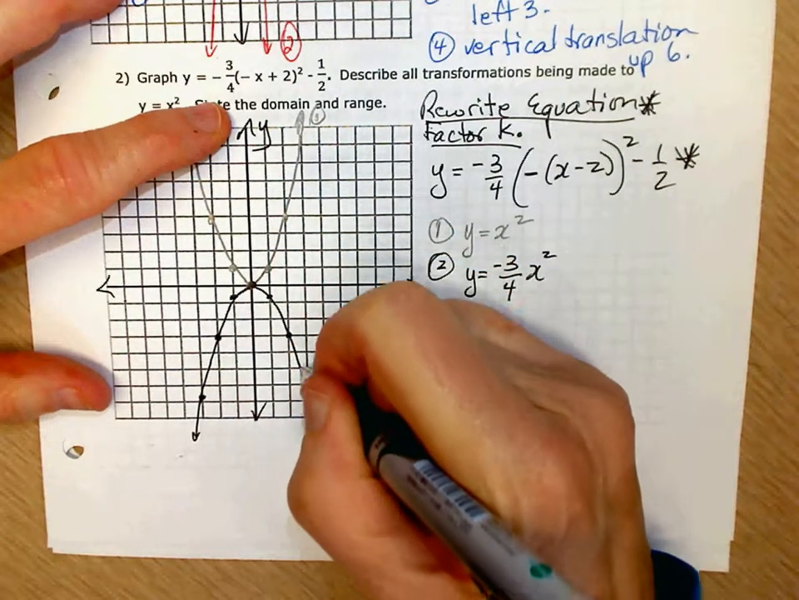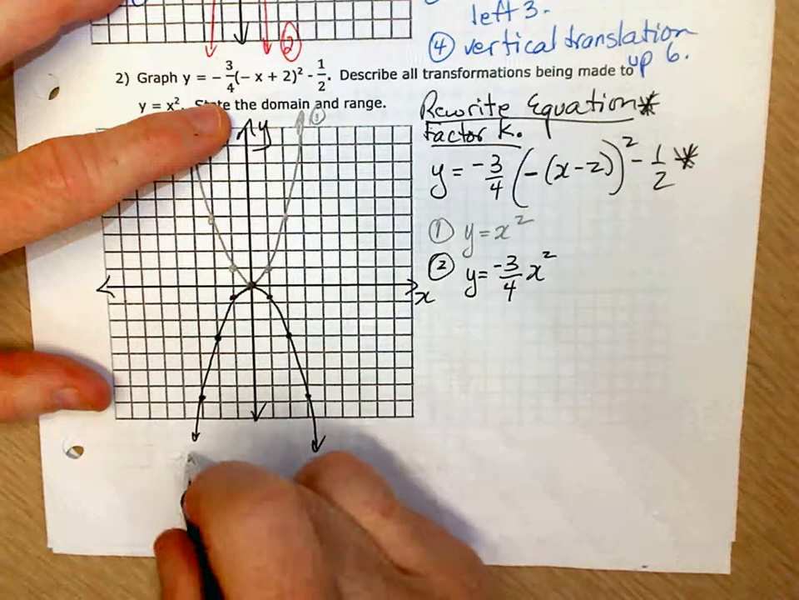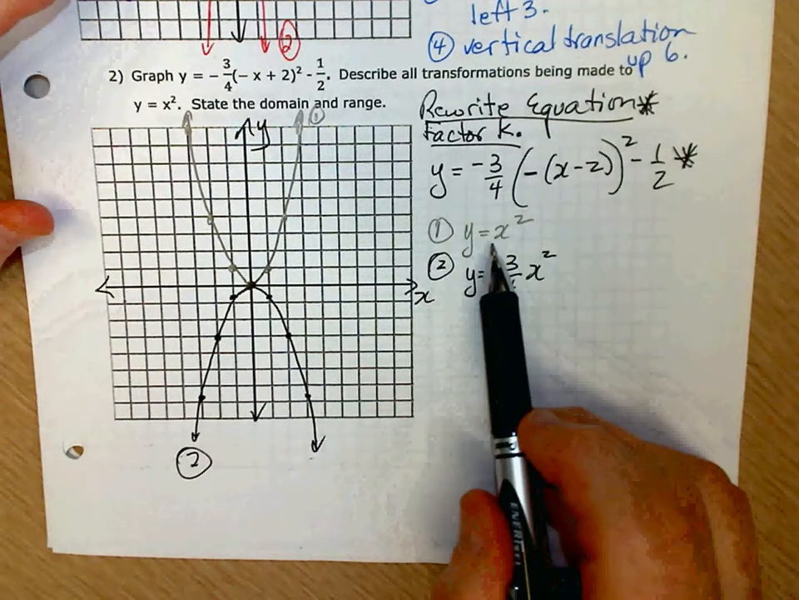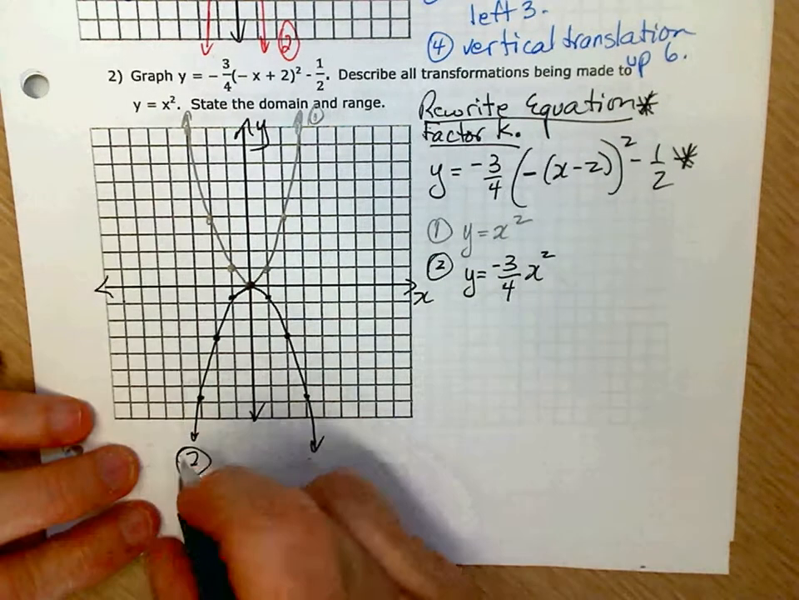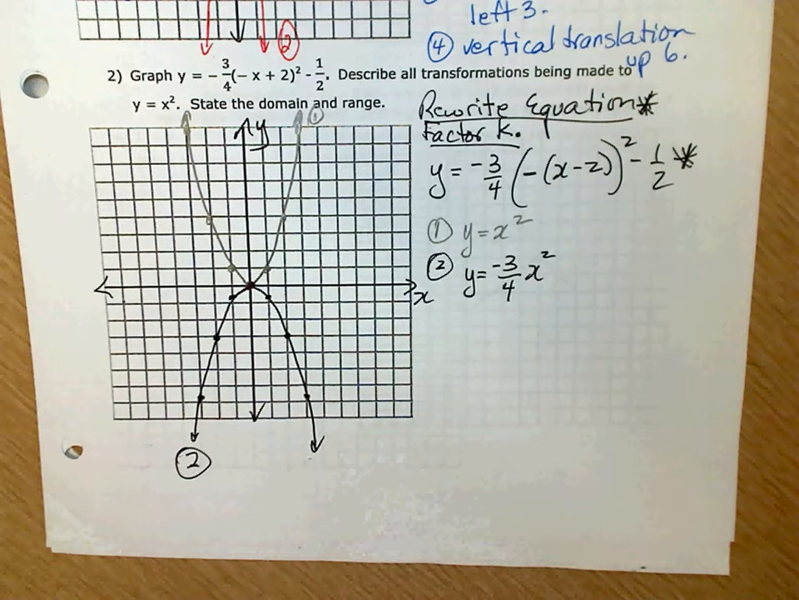There's my number 2. See how I'm labeling? I have my legend over here. That's equation 1. That's equation 2. Bring colors on your test on April the 4th, okay? And it will help.